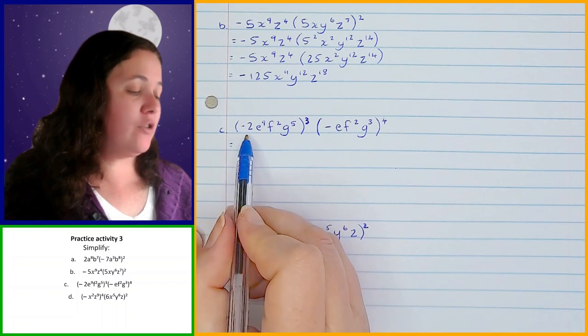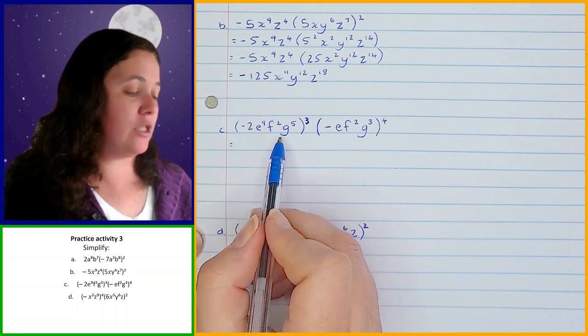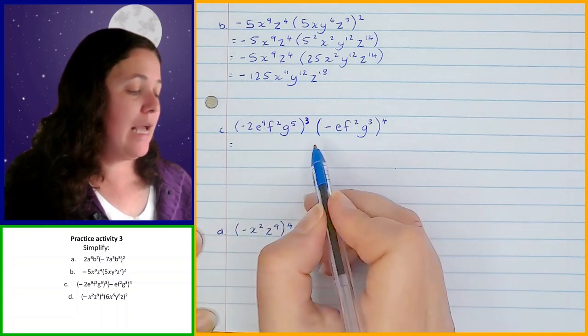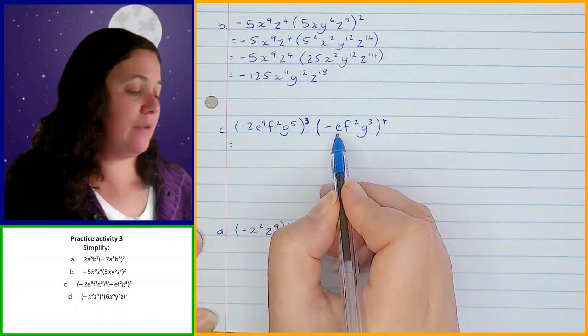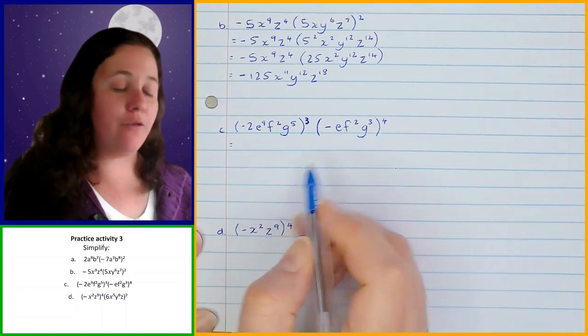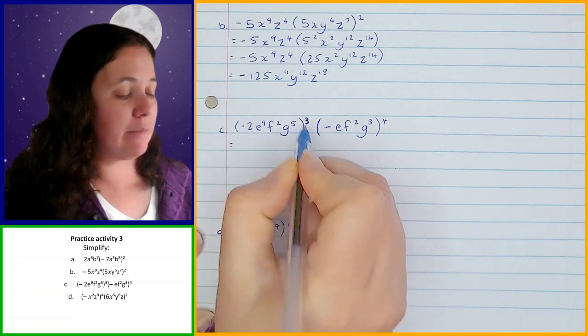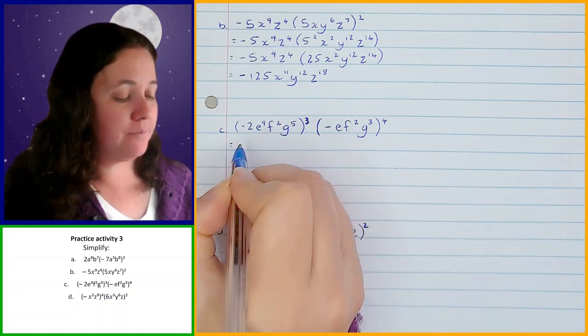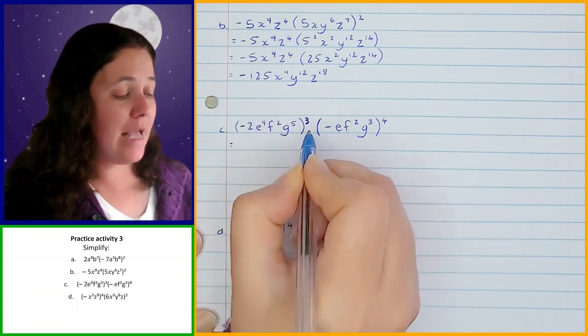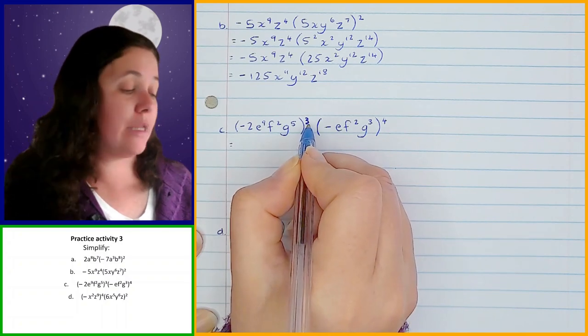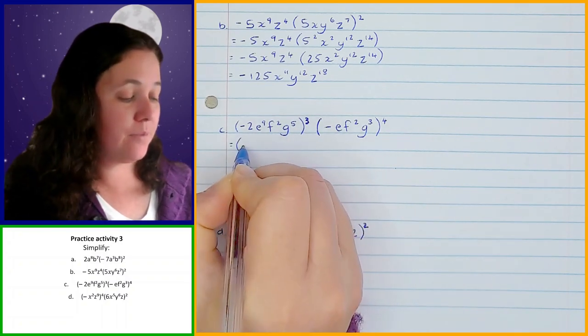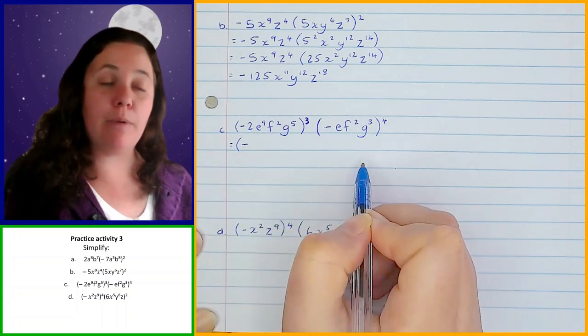We've got negative 2 e to the power of 9 f squared g to the power of 5, all cubed. And then that's multiplied by negative e f squared g cubed, all to the power of 4. So first, I'm going to simplify this set of brackets over here. I've got a negative, and the exponent is odd. That means that that's going to stay negative. I'm going to keep it in brackets because I'm still going to be multiplying it together.